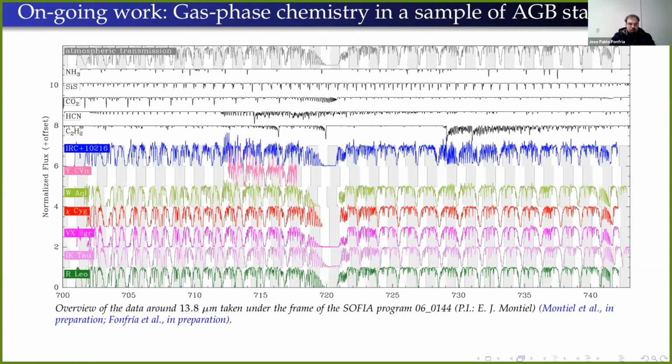This supports the conclusion by De Beck and Olofsson, who recently showed the marked carbon-rich character of this S-type star. However, the C2H2 band is not present in the other S-type star of our survey, which is Chi Cygni, and the HCN band is much weaker than for W Aquilae.